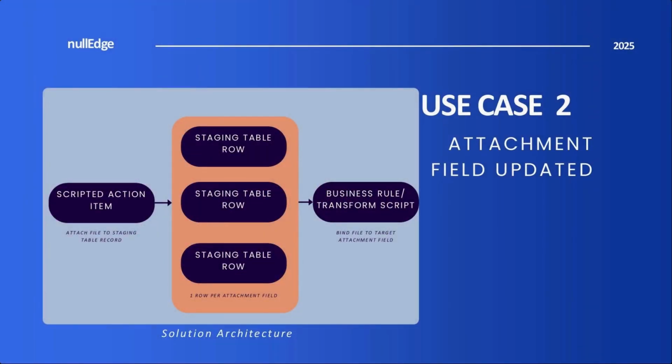In this use case, what we typically did for our customers is to use a staging table. Staging tables are used as a temporary table to store attachments before moving them to a target table and especially to a target field. Let's dive into how it works.